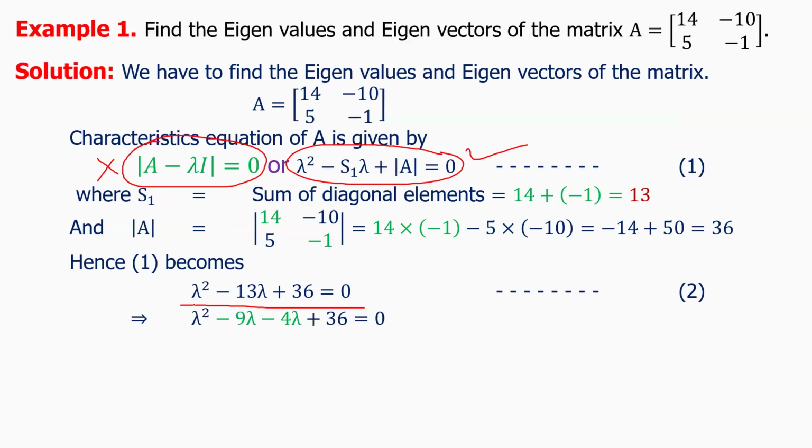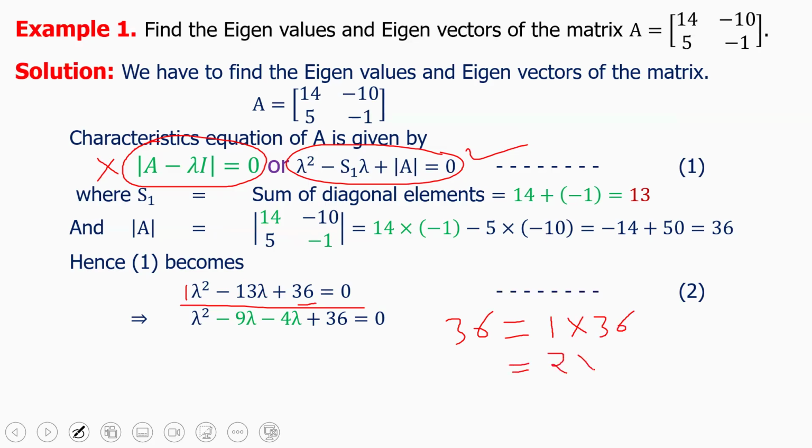So here 1 into 36 is 36. We factorize 36 in such a way that the sum should be 13 and the multiplication should be 36. So we can write 1 into 36. It can also be written as 2 into 18, as 3 into 12, and as 4 into 9.